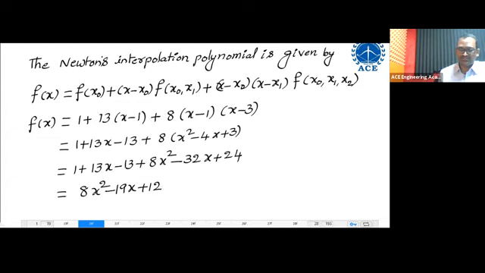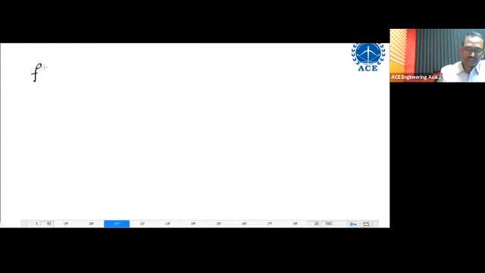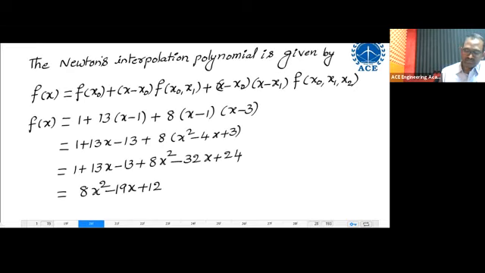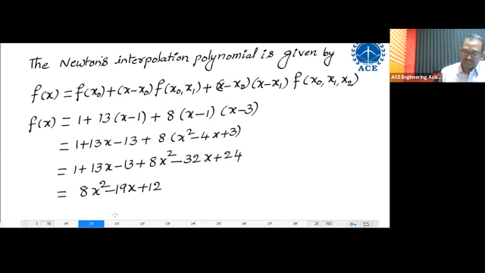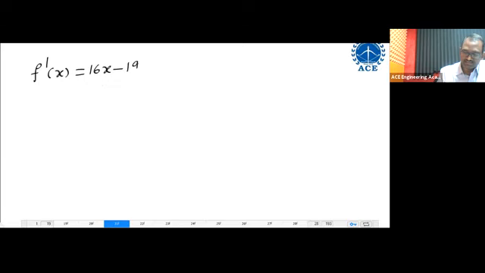Find f dash x also. Eight x square derivative 16x, minus 19x derivative minus 19. Find f of 2. I think 6. Find f dash of 2. I think 13.